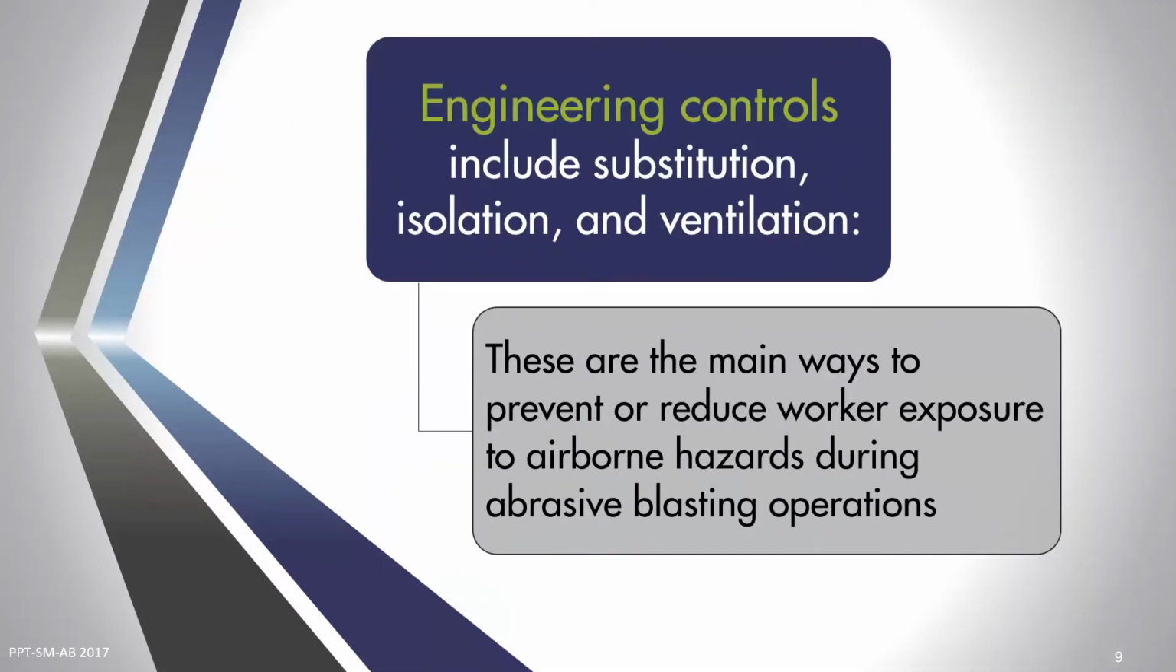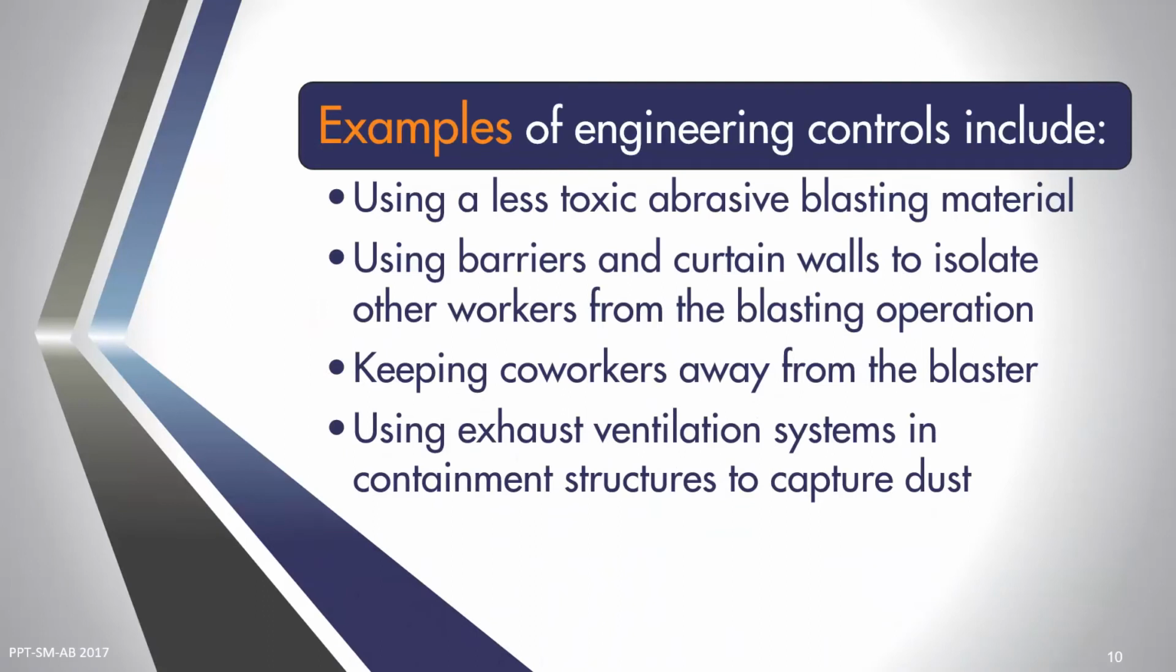Engineering controls include substitution, isolation, and ventilation. These are the main ways to prevent or reduce worker exposure to airborne hazards during abrasive blasting operations. Examples of engineering controls include using a less toxic abrasive blasting material, using barriers and curtain walls to isolate other workers from the blasting operation, keeping co-workers away from the blaster, and using exhaust ventilation systems and containment structures to capture dust.